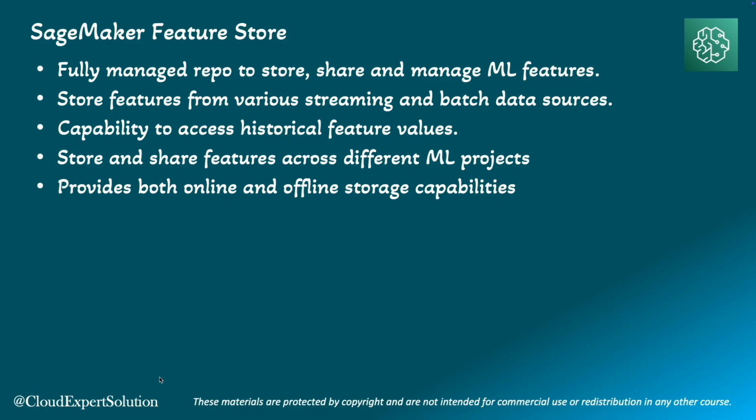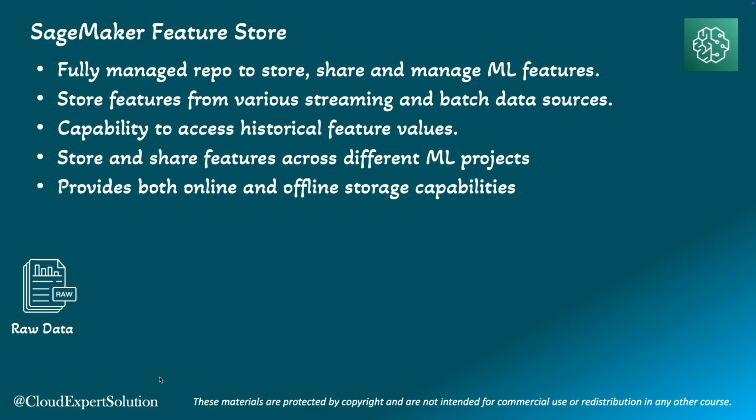If you have a real-time inferencing requirement, you can use the online store for low latency feature retrieval. If you have a batch processing requirement, you can use the offline store. You can also publish features directly from SageMaker Data Wrangler to SageMaker Feature Store. Now let's review how we can create, store, and share features with Feature Store.